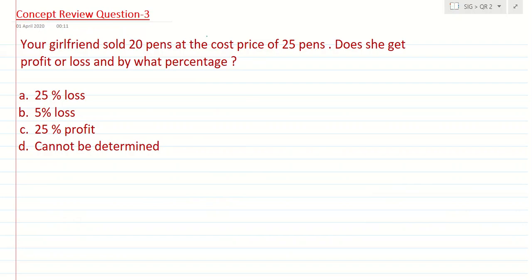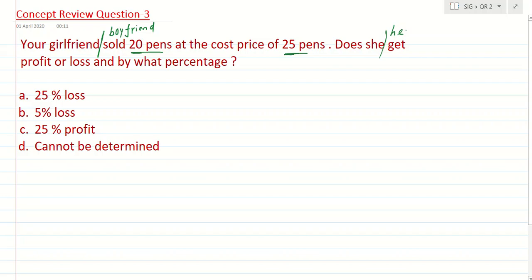The question reads: you sold 20 pens at the cost price of 25 pence. Why girlfriend only? It could be boyfriend too. Okay, sold 20 pens at the cost price of 25 pence. Simple, right? Does she or he get a profit or loss, and by what percent?